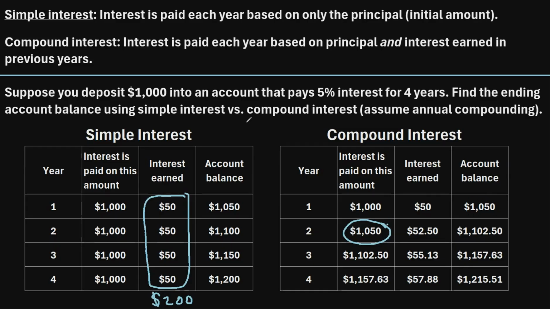So you're getting paid 5% interest on the $1,000 that you deposited along with the $50 that you earned in interest in the previous year. So 5% of $1,050 is $52.50. So if you add this to your balance, your ending account balance at year 2 jumps up to $1,102.50. Now in year 3, that 5% interest is being paid on this new account balance.